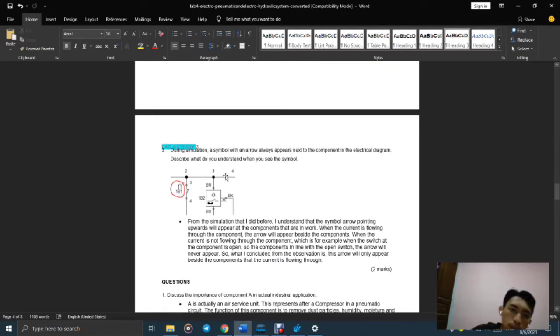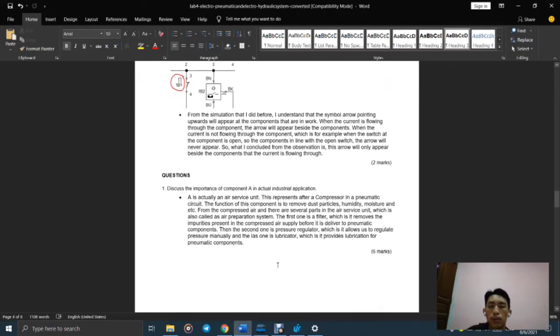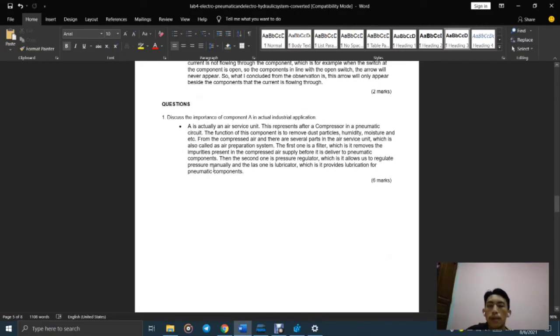Number 3. Describe what you understand when you see the symbol, the symbol that has an arrow pointing up. I understand that the arrow pointing upward will appear at the components that are involved. When the current is flowing through a component, the arrow will appear beside the component. When the current is not flowing through the component, for example when the switch at the component is open, the arrow will never appear. So what I can conclude from the observation is that the arrow will only appear beside the component that the current is flowing through.